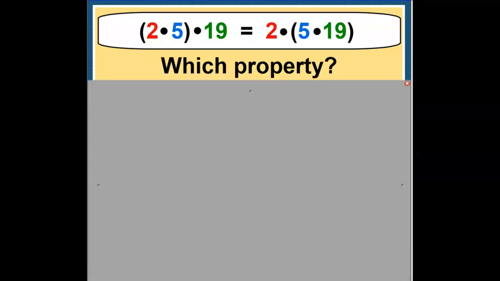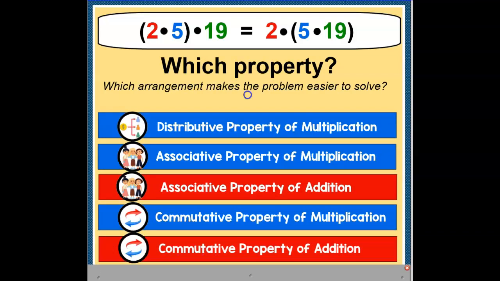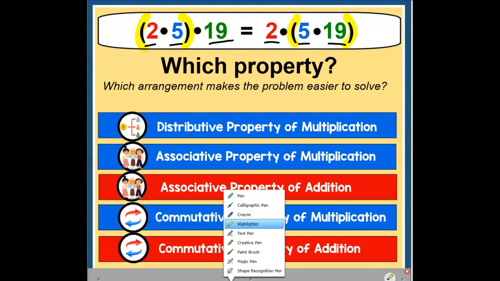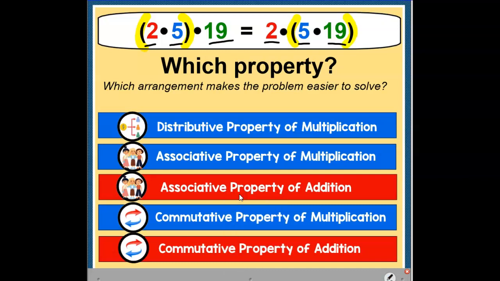Okay, look at this problem. Which property does this one show? Here are our choices. Write it down on your paper or on your whiteboard. What's staying the same and what's changing? Well, in this one, our numbers are staying in the same order. What is changing is our grouping symbols. We're grouping the 2 and the 5 first, and then the 5 and the 19. So when we change the grouping symbols, we are talking about the associative property, but because we're multiplying, it has to be this one, the associative property of multiplication.